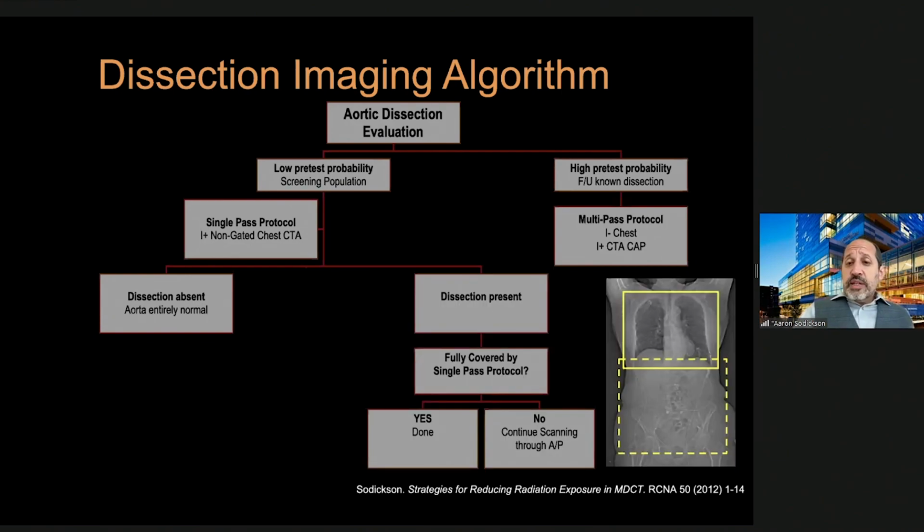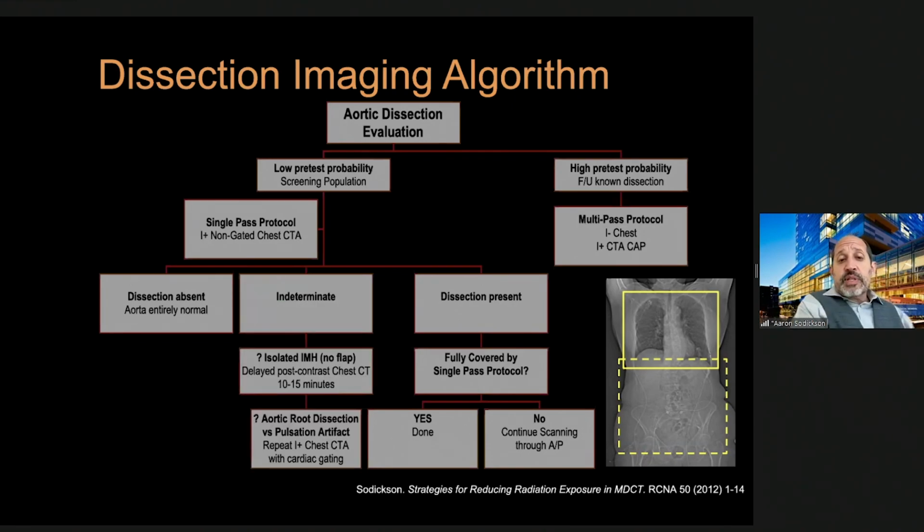If dissection is present, we will typically want to extend the scan through the rest of the vasculature. That can either be done in real time by prescribing this additional pass to be started right away if a dissection is recognized, or we can bring the patient back and do another scan. We use very little IV contrast for this, and it's perfectly appropriate to re-inject to complete the imaging for this small proportion of patients.